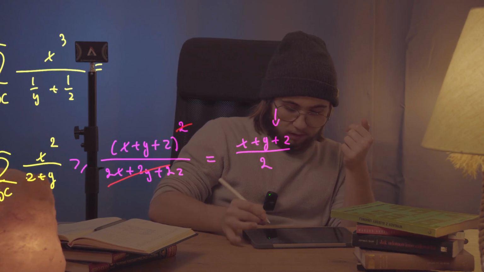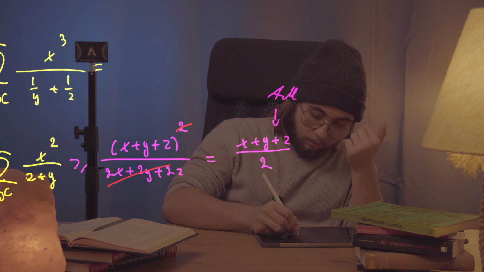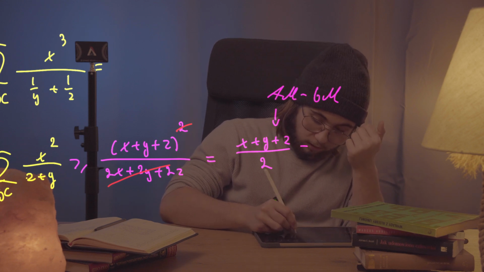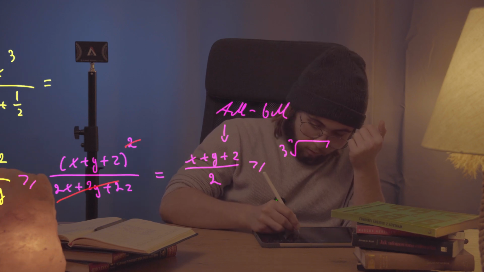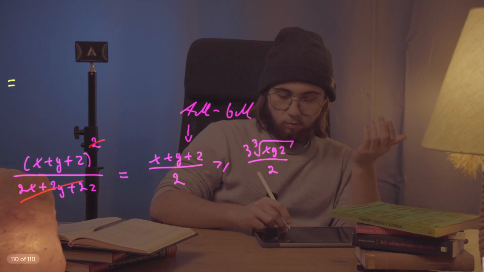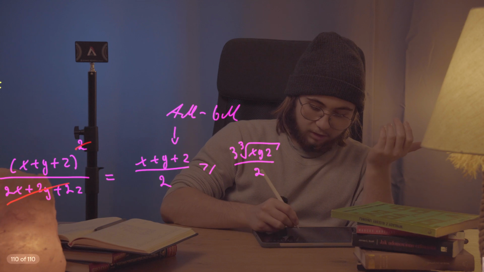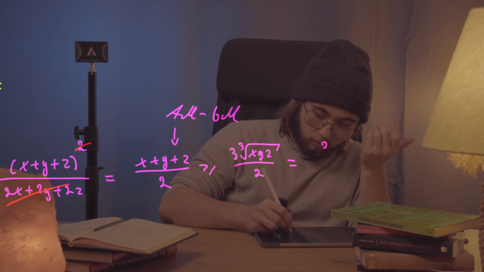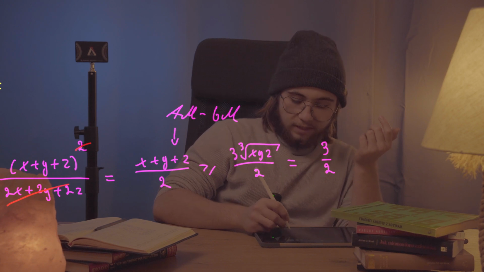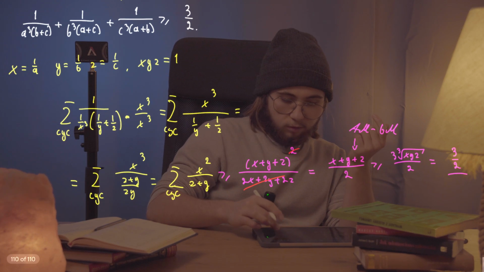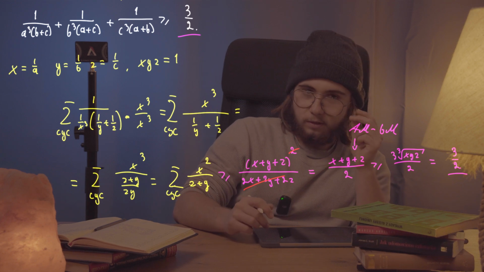But this thing right there is by the GM inequality greater than or equal to triple the cube root of x, y, z all over 2, but what's x times y times z? Well, that's just a 1, so it's all greater than or equal to 3 over 2, which is exactly the lower bound we were supposed to prove on this beautiful sum of fractions. Lovely. Let's go further.